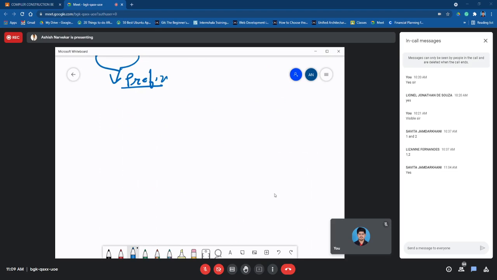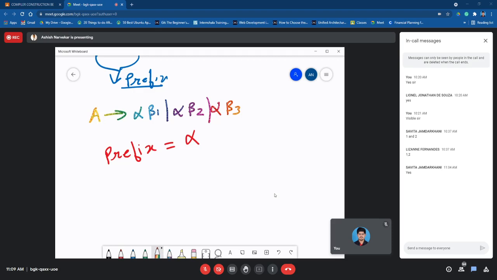Okay. Now to formally understand it, I can just rewrite this. A derives, say, we can take a smaller version, alpha beta 1 or alpha beta 2 or alpha beta 3. Let's say this is what we have. The prefix over here, just for our understanding, I'm writing as alpha. Now we have to understand what is the problem caused by this prefix and how it can be eliminated.